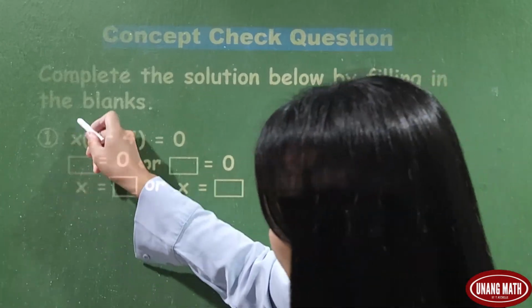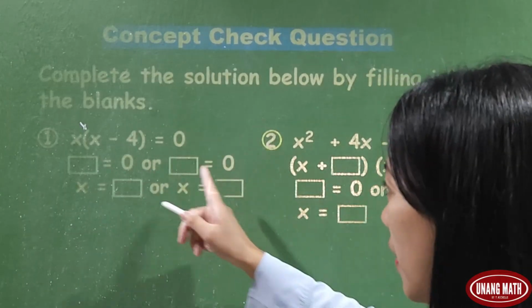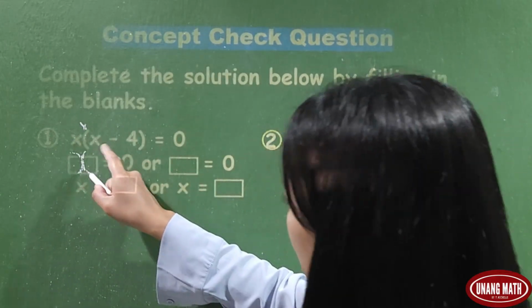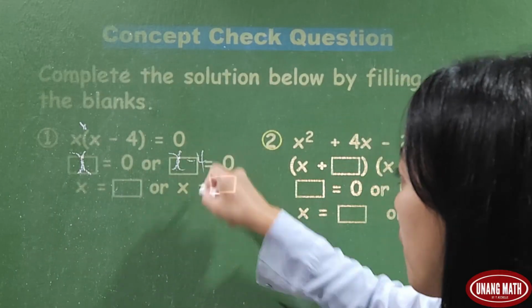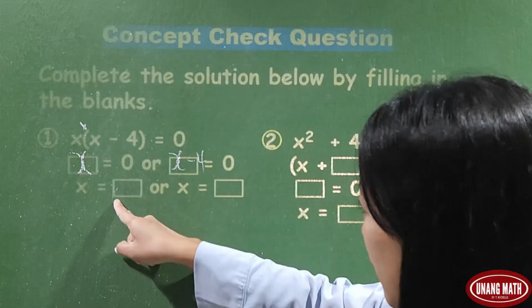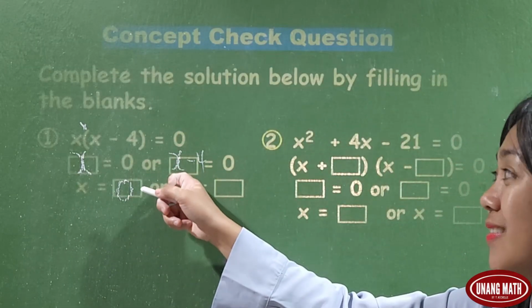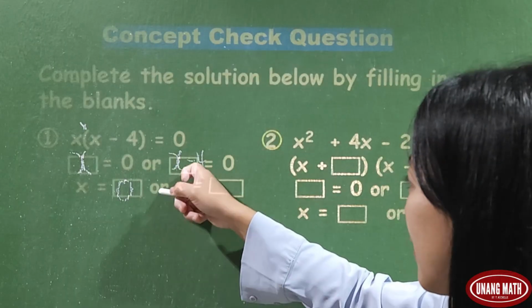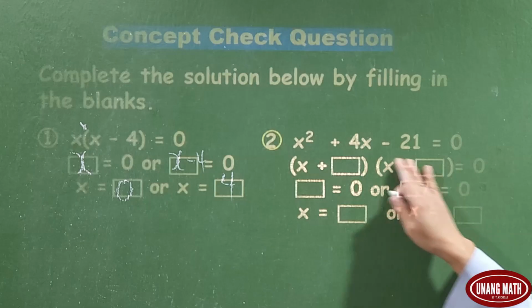So this is x times x minus 4. So it means x is 0 or x minus 4 is 0. If this expression is 0, then it means x is positive 4. Okay, what about for number 2?